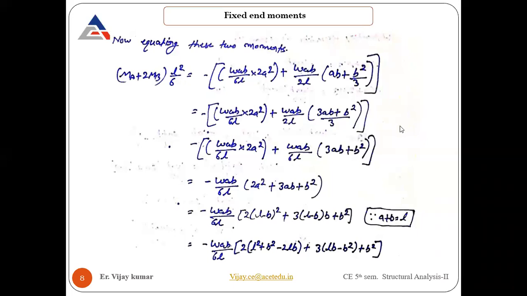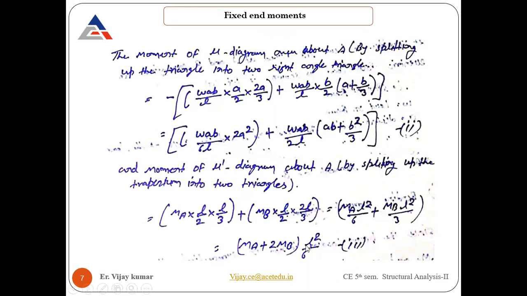So what we have to do here is equate the equation we just got after taking the moment about point A of the area. This is the moment of that area, basically MA plus 2MB is equal to L square by 6. That is the value that we got in the previous slide. This is the value that we had.